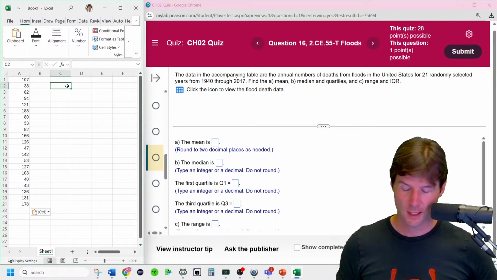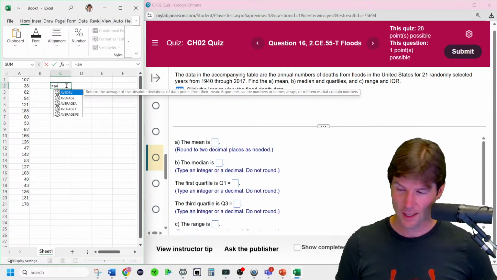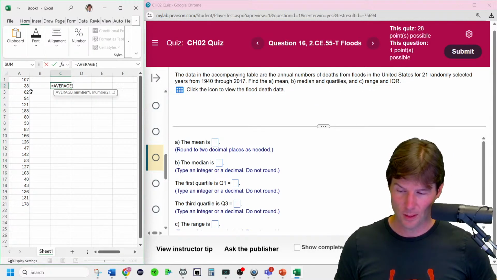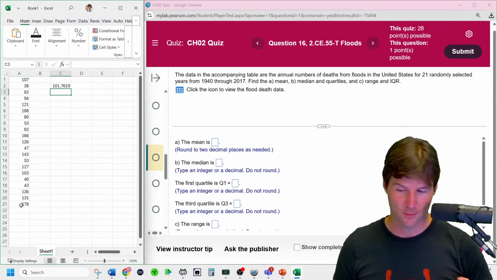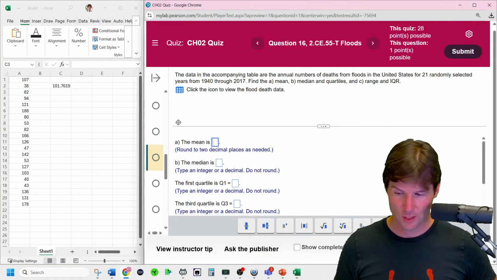So to find the mean of the data, we're simply going to write equals average. And then once we click equals average, we're going to drag and hold and then hit regular enter. Just enter. There's the average. So to 2 decimal places, which we can also round if we go to the data button.